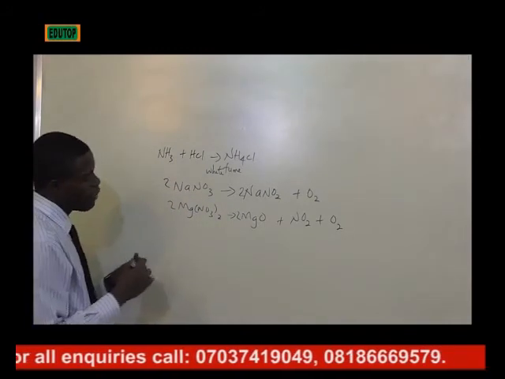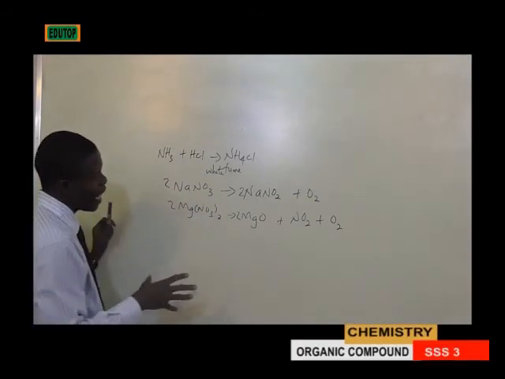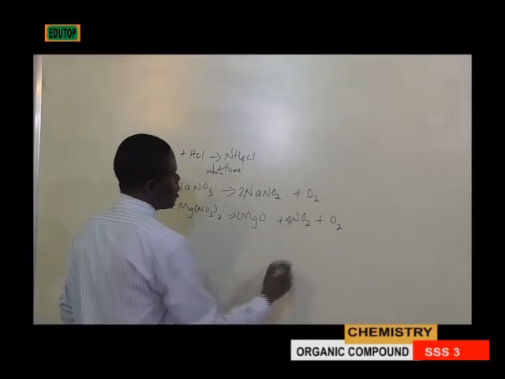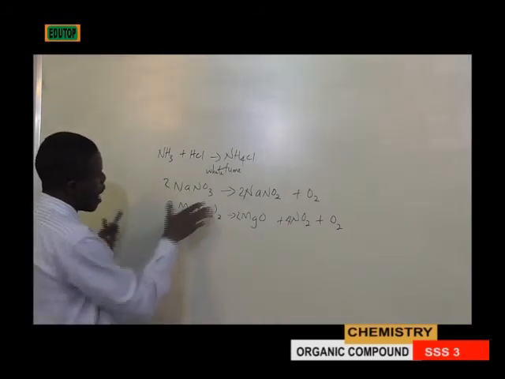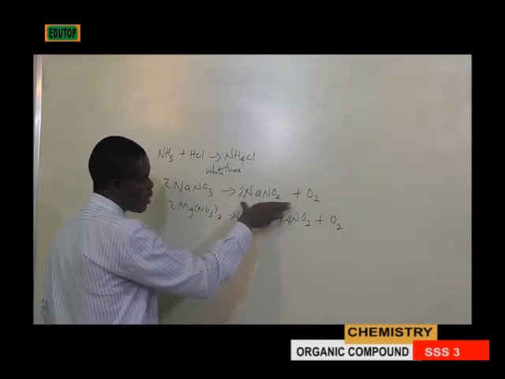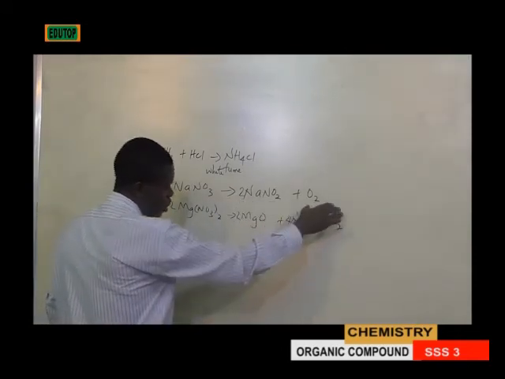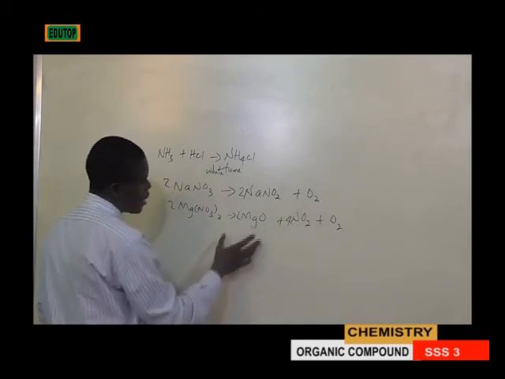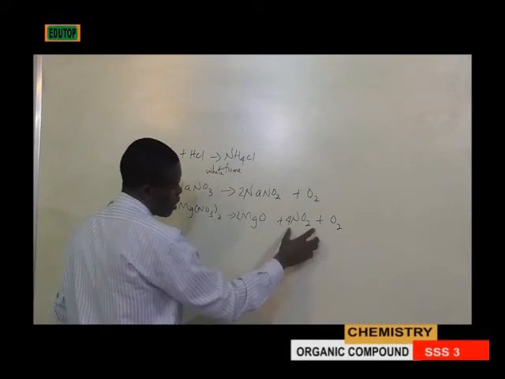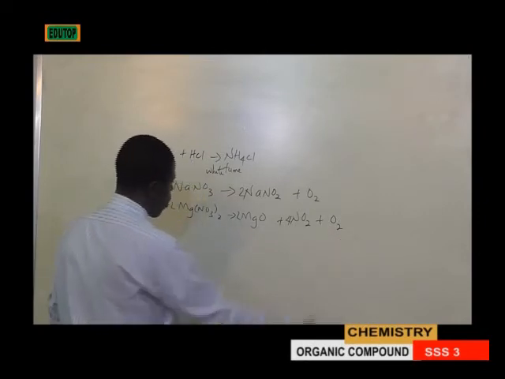So the difference between these two is that when sodium nitrate decomposes, you have the dioxonitrate (III) and oxygen as the products, while magnesium nitrate decomposes into 3 products, which are magnesium oxide, nitrogen (IV) oxide, and oxygen.